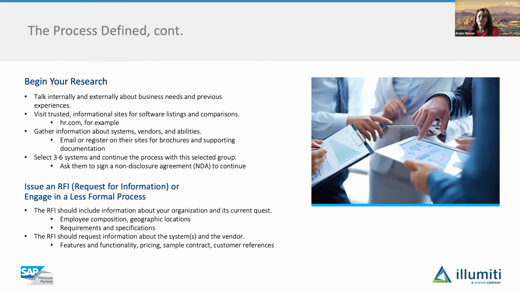And you can also perform industry research with reputable organizations such as Gartner, who periodically releases their magic quadrant for top HCM solutions. Ultimately, you want to select 3 to 6 solutions that you want to move forward with. In the next step, you're going to gather information about those systems that interest you, and you're going to invite those vendors to engage in your evaluation process through a request for information or RFI.